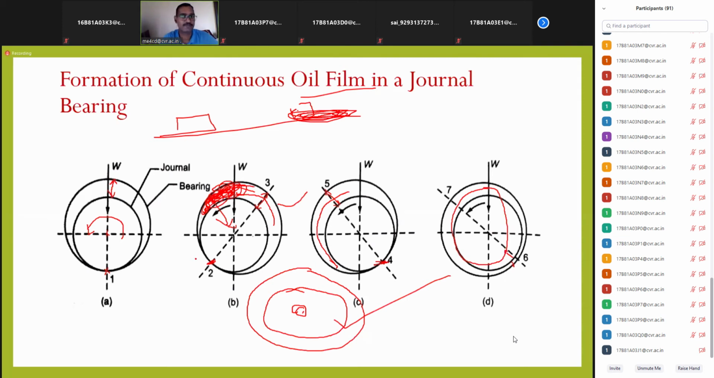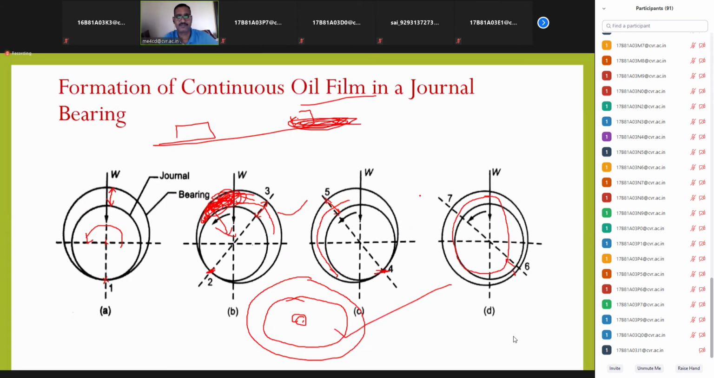Clear? If you have any doubt, you can unmute or you can raise your hand. If there is no doubt, we'll go to the next slide.